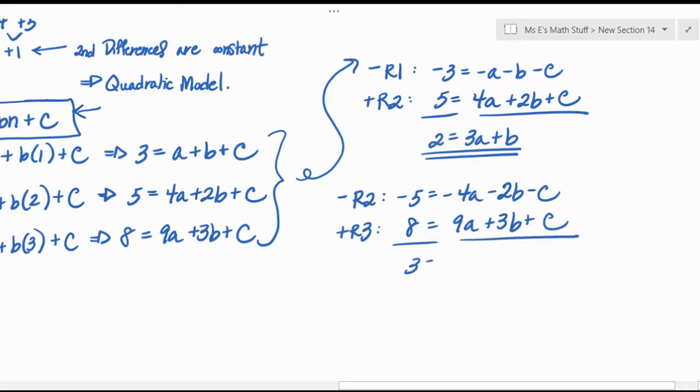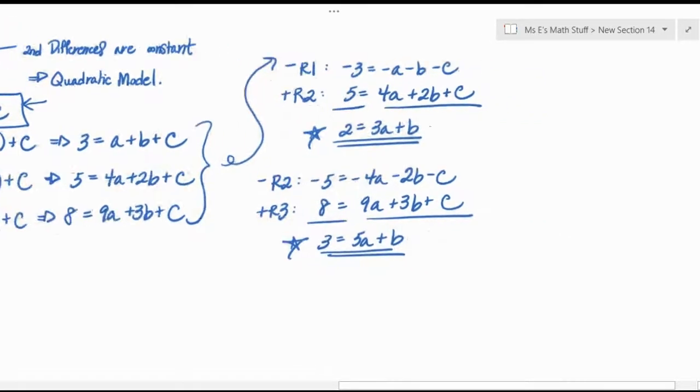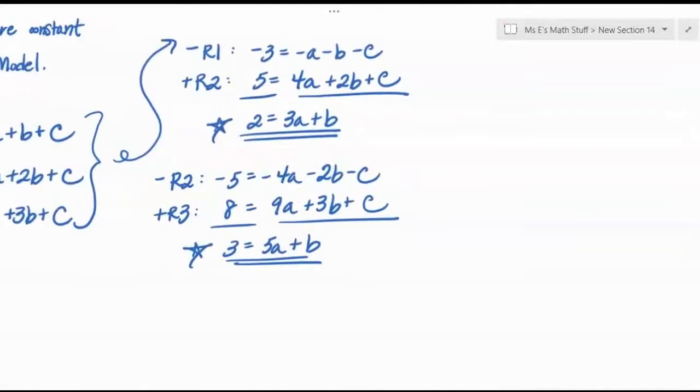I would end up with 3 equals 5a plus b. Now the plan is, now that I've got basically these two equations, this is like a new system of equations, and I just need to find where those two lines in 3D space would intersect, just by using elimination again. So I'm going to call this first one equation 1 and the second one equation 2. I'll even write it down. Actually, no, I won't write it down.